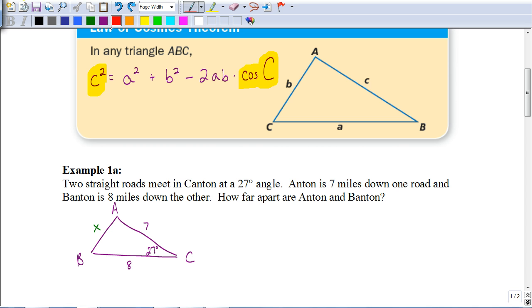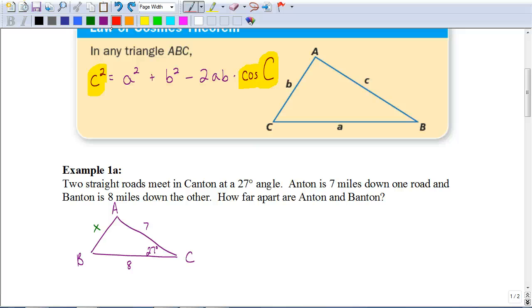So look at this one. It says two straight roads meet in Canton at a 27-degree angle. Anton is 7 miles down one road and Banton is 8 miles down the other. How far apart are Anton and Banton? So we're going to have to solve this triangle for x. We're trying to figure out the distance between Anton and Banton, A and B there.